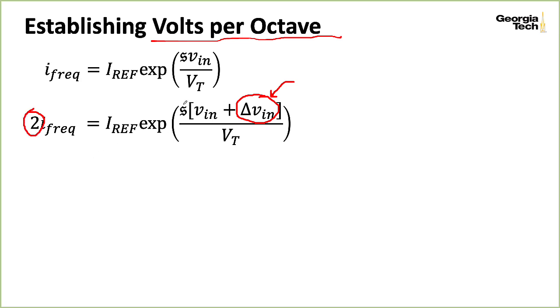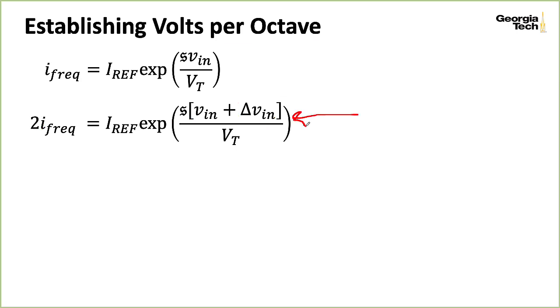Well, in particular, what I probably want to do is to specify a volts per octave ahead of time. So I'll fix this delta, and then I'm going to try to figure out what the scaling factor I need is in order to get that doubling of frequency, which corresponds to an octave change of pitch.